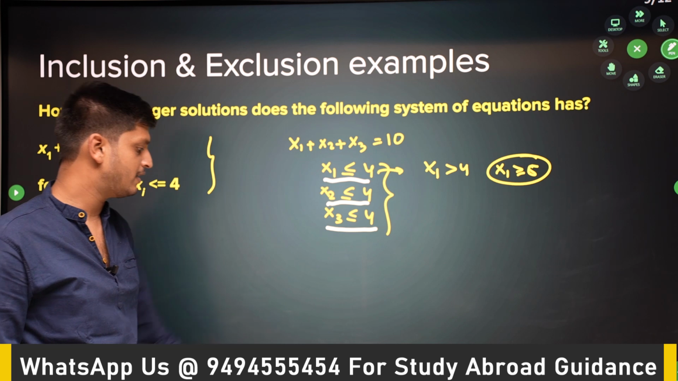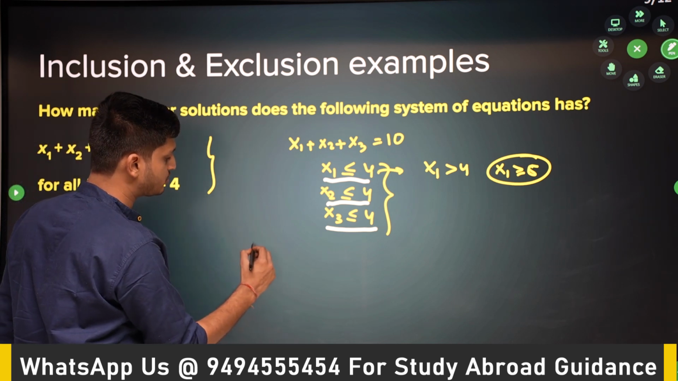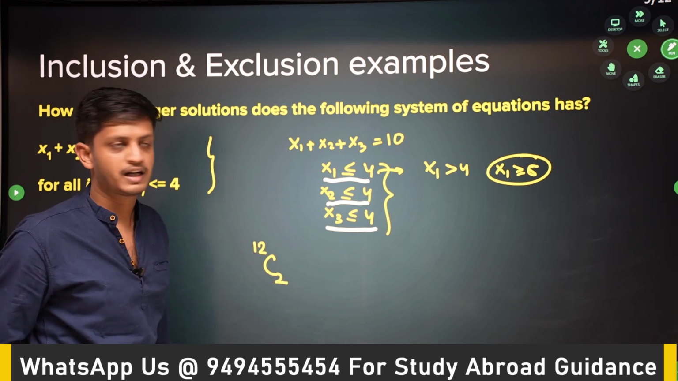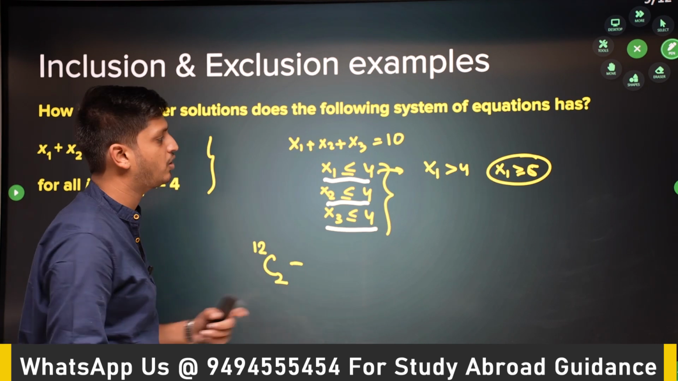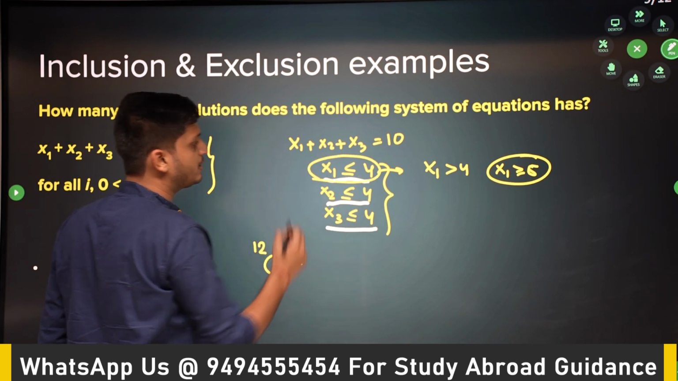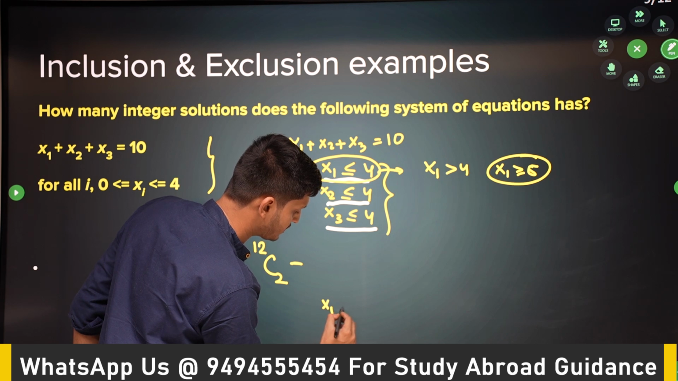So how do I do that? How do I solve this problem? So I know that the total number of solutions to this problem is 12C2. Right? Now I subtract all the possible combinations in which x1 is not in bounds. I subtract all the ways in which x1 is greater than or equal to 5.